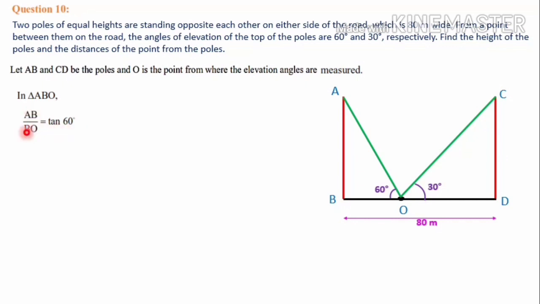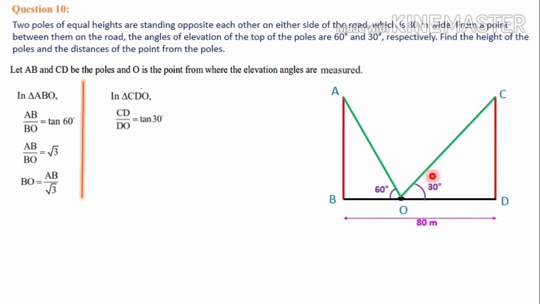Here AB is unknown, BO is also unknown. So AB by BO is equal to tan 60, which is familiar for us, it is root 3. Then from here BO we can calculate because BO is useful for us. When we add BO and OD, we will get 80 meter. Just interchange this BO and root 3: root 3 will come to BO's position and BO will go to root 3's position. So BO is equal to AB by root 3.